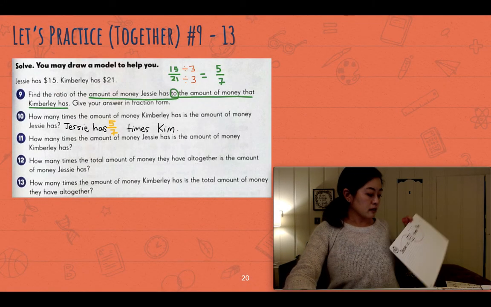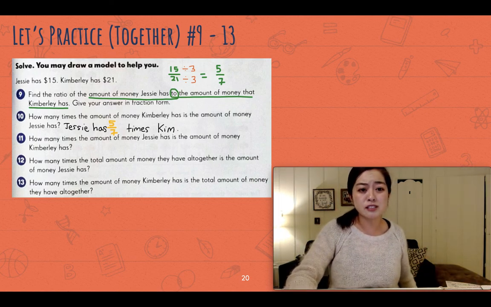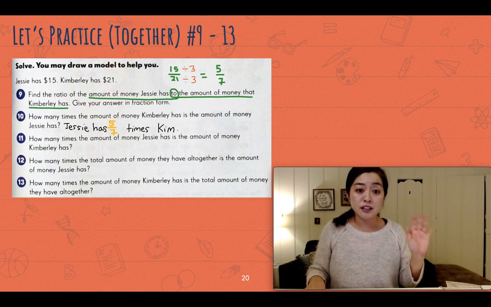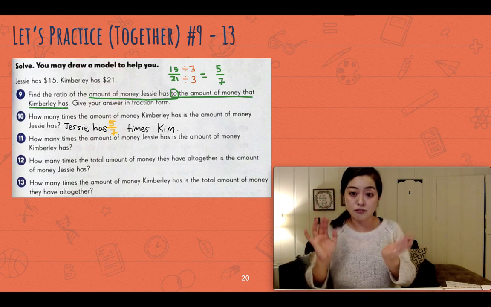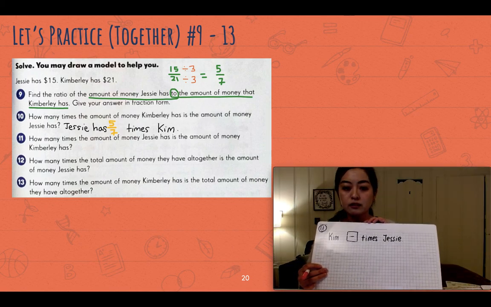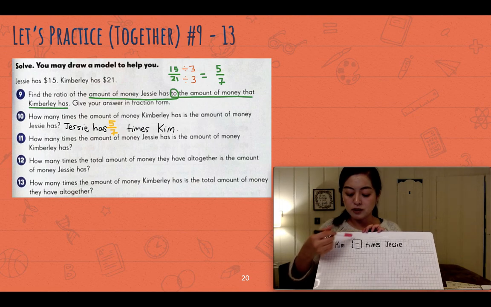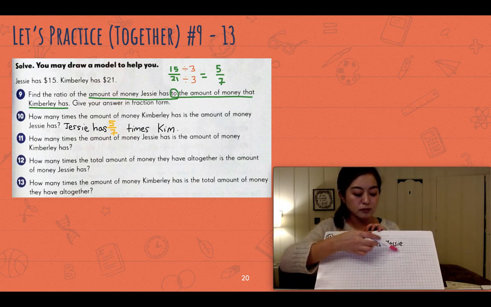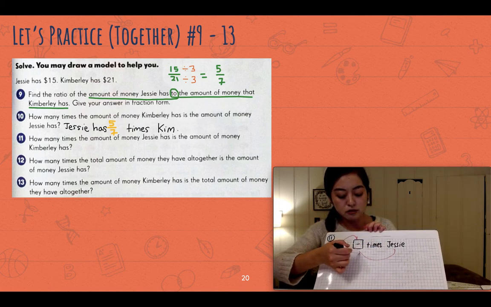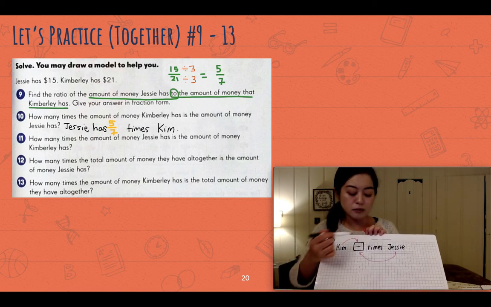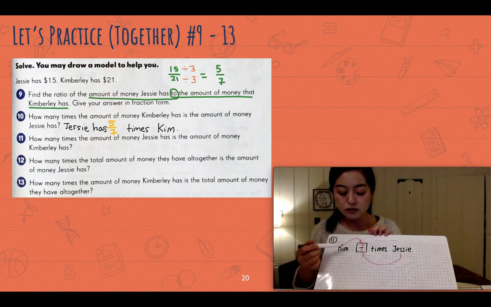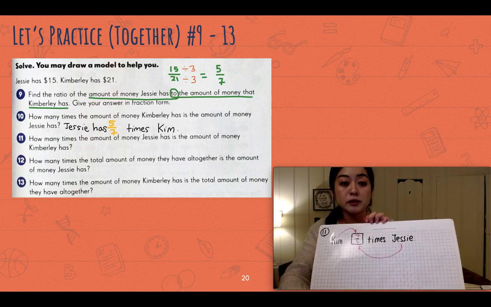Let's look at number 11. How many times the amount of money Jesse has is the amount of money Kimberly has? We would answer it as Kimberly's amount is a fraction times Jesse's amount. So something times a fraction times something else. Kimberly's amount goes here in the numerator, Jesse's amount goes here in the denominator, and Kimberly's amount was 7, Jesse's was 5. So Kimberly's amount is 7/5 times Jesse's amount.